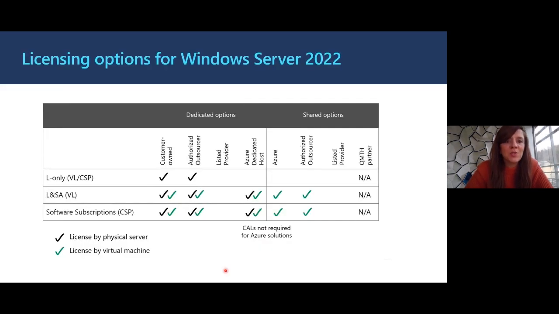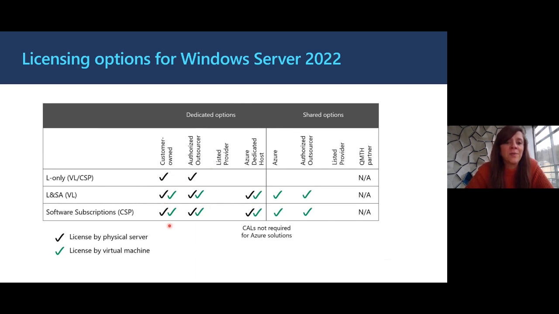So licensing options for Windows Server. There are two options here again: licensing by physical server, licensing by virtual machine. When can you license by physical server? This was already allowed and realistic to do so, normal to do so on a dedicated option, customer-owned environment or an authorized outsourcer.